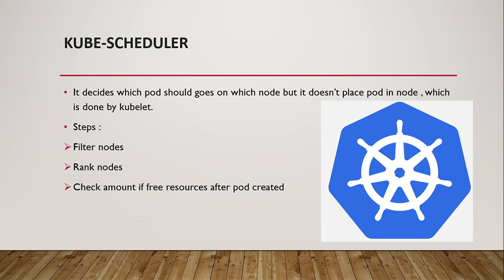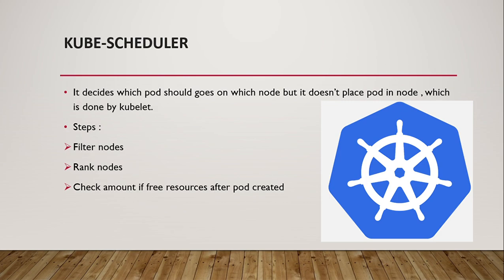Let's jump to the scheduler. As I told, the scheduler decides which pod should go on which node, but it does not place the pod on the node. That is the responsibility of kubelet. It has steps: first it will filter the nodes, then rank the nodes, and after creating the pods, it will check how much free resources are left on that node. For example, we have 3 nodes: the first node has 4 CPU, the second has 8 CPU, and the third has 16 CPU, and you want to launch a container needing 10 CPU. In that case, node 1 and node 2, with 4 CPU and 8 CPU, are less than 10 CPU, so they are filtered out.